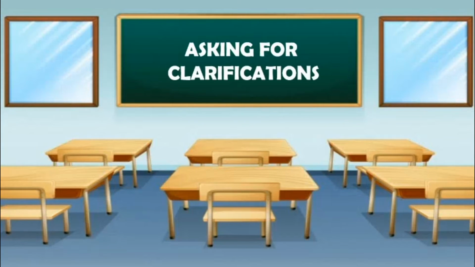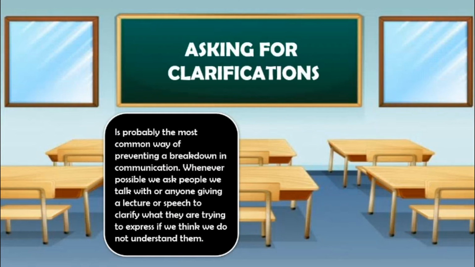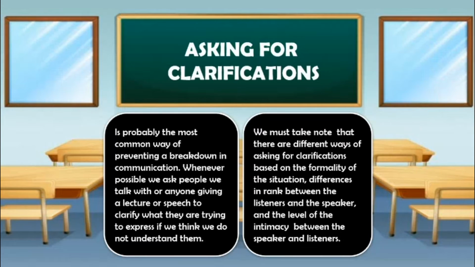Asking for clarification. This is probably the most common way of preventing a breakdown in communication. Whenever possible, we ask people we talk with or anyone giving a lecture or speech to clarify what they are trying to express if we think we do not understand them. We must take note that there are different ways of asking for clarifications based on the formality of the situation, differences in ranks between the listener and the speaker, and the level of intimacy between the speaker and the listeners.